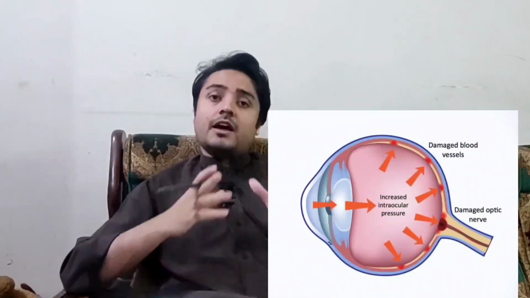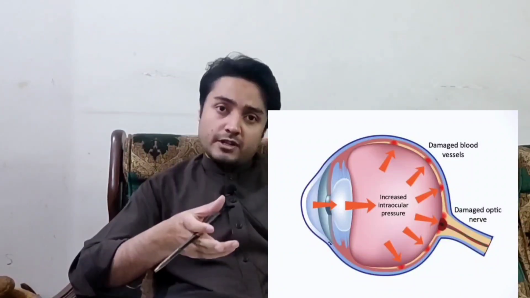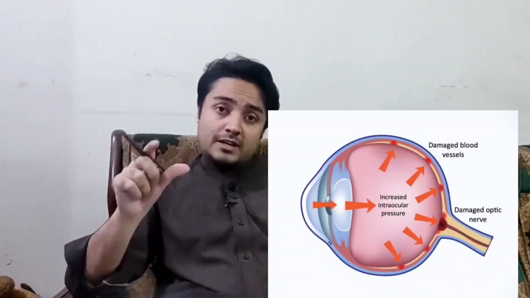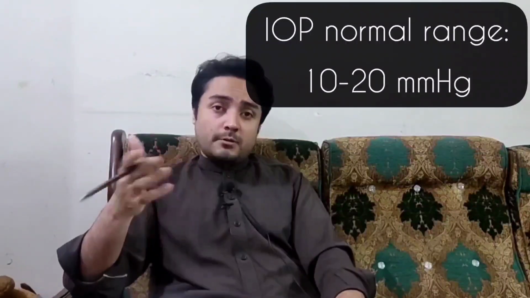Now, IOP, intraocular pressure, is the force or pressure exerted by the aqueous humor, that is the liquid inside the eye, in the front of the eye, in the anterior segment. The pressure that aqueous humor exerts on the eye is known as IOP. The normal range is between 10 and 20 millimeters of mercury.